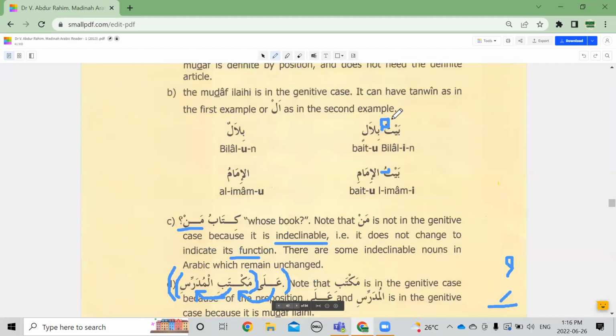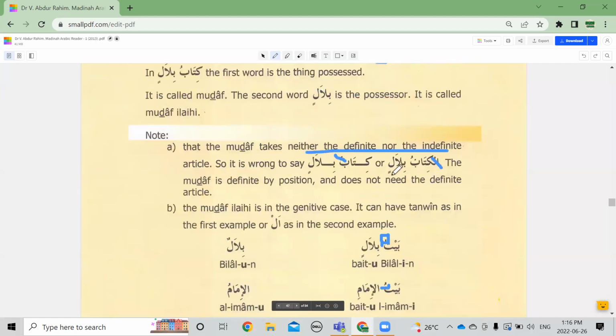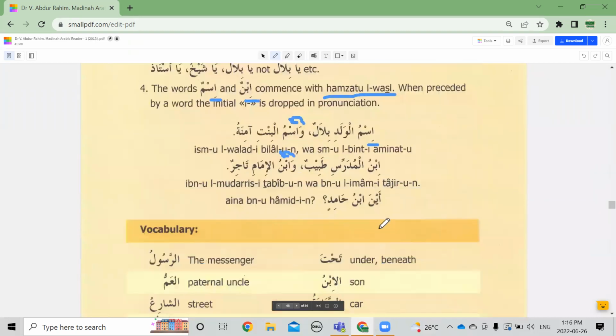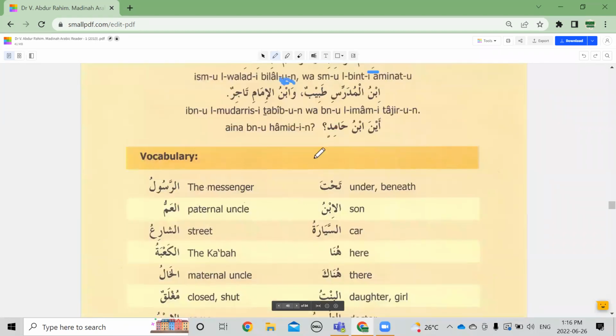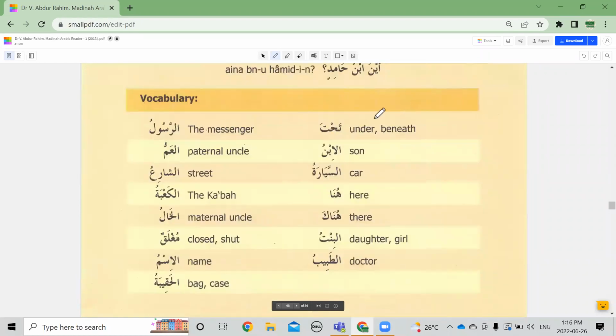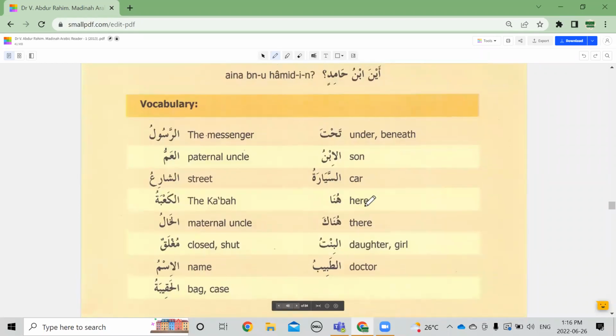So we covered quite a lot in the previous lesson. Make sure to always go over the points to remember to review. So these were our vocabulary words. Most of these we've done before as well. There's huna means here, hunaka means there. At-tabibu is doctor. Remember, tabibu, most people get confused.